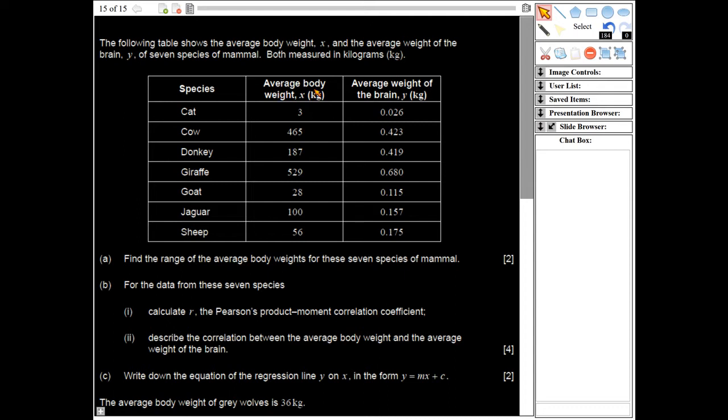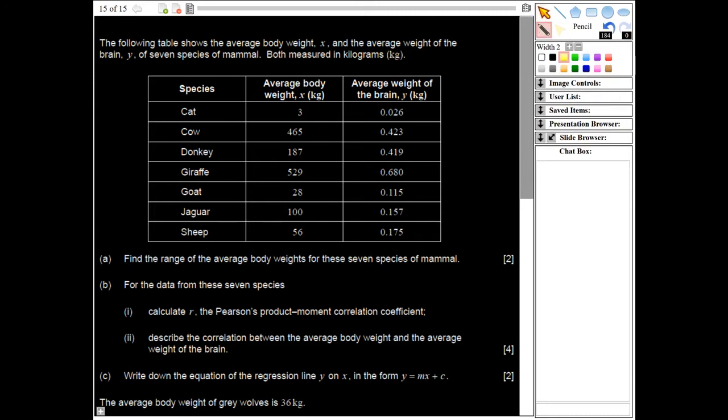So average body weight is this column here. And then the range means the largest value take away the smallest value. So the smallest value looks to be cat, which is 3. Largest value is giraffe, which is 529. So to find the range, we just need to do 529 take away 3, which is 526 kilograms.